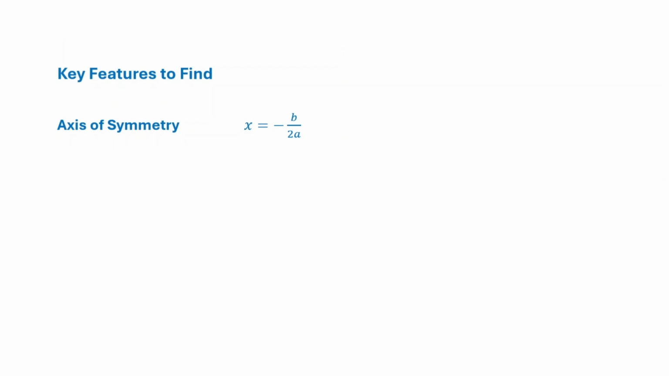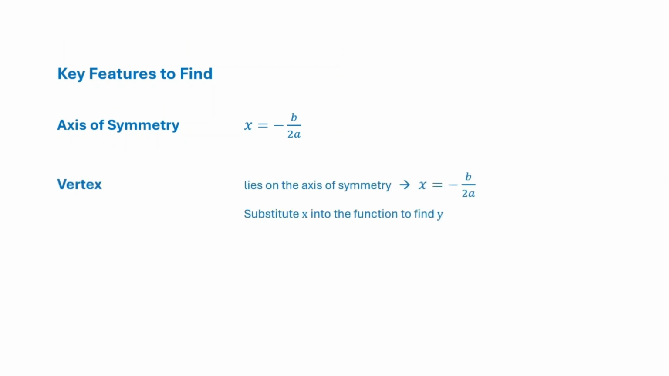Once we have found the axis of symmetry, we can use it to find the vertex. The vertex always lies on the axis of symmetry, which means its x-coordinate is the value of x given by the equation of the axis of symmetry. To find the y-coordinate, we simply substitute that x value back into the original function. We can then move on to the intercepts. To find the x-intercepts, we set y equal to 0 and solve the equation that's left. To find the y-intercept, we set x equal to 0.